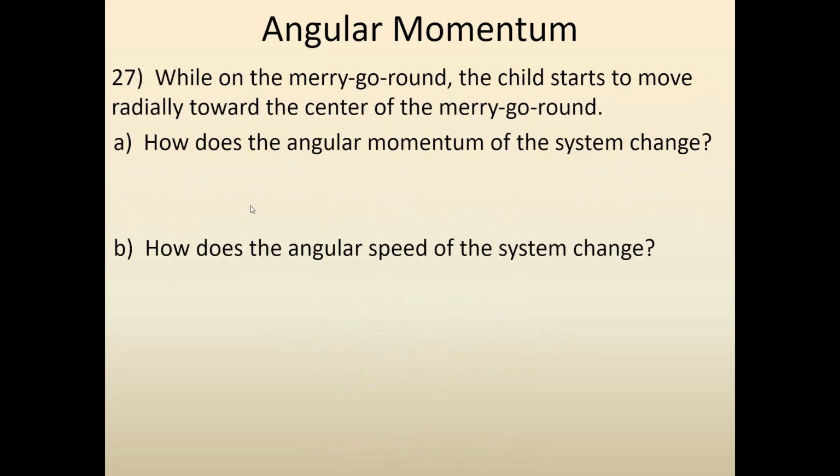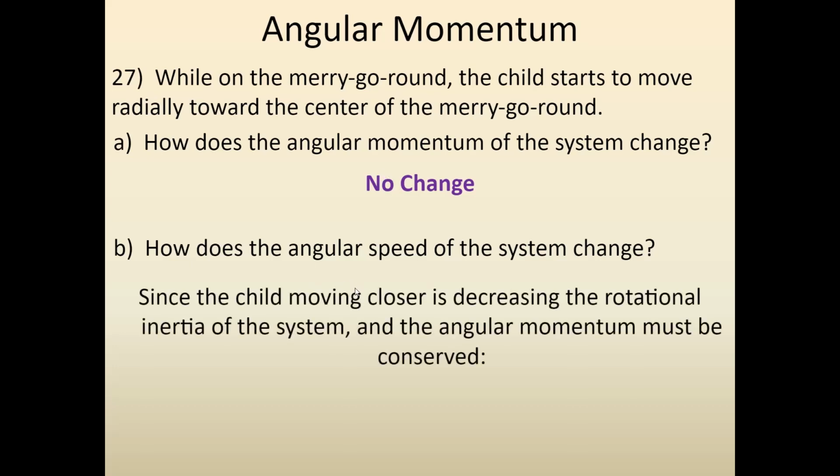So I actually answered both these questions. The angular momentum doesn't change because, again, there are no outside torques, no outside forces or anything like that that would result in a change in angular momentum. And the speed of the system will end up increasing because the child moving in closer decreases their rotational inertia, which therefore decreases the rotational inertia of the system. And because angular momentum must be conserved, the angular speed has to go up.